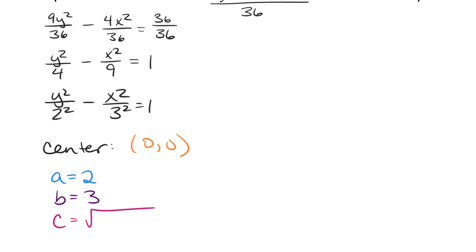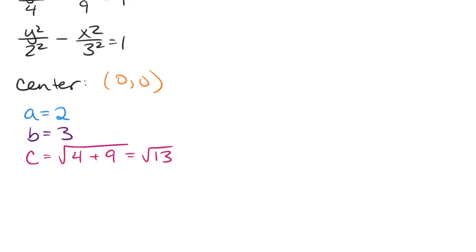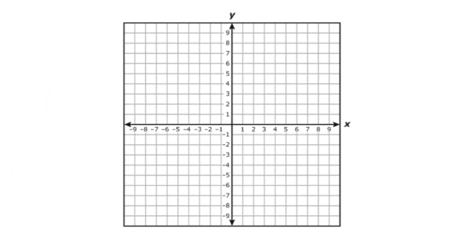We get that by doing the square root of 4 plus 9. 4 plus 9 is 13. Can you do the square root of 13? No, we're going to leave it as square root of 13 for accuracy. Okay. Things I know we need: the equation of the asymptotes, and it's hard to remember the correct formula. So instead of trying to remember a formula, we're going to figure it out.